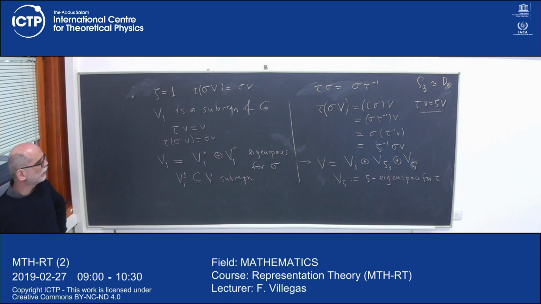Not quite necessarily, because I haven't said anything about the dimension of V1 plus. For all we know, V1 plus is the entire space, and it could be of dimension 1,000,000. I started with a completely arbitrary representation of G. But what we know is that the whole group acts trivially on this space.